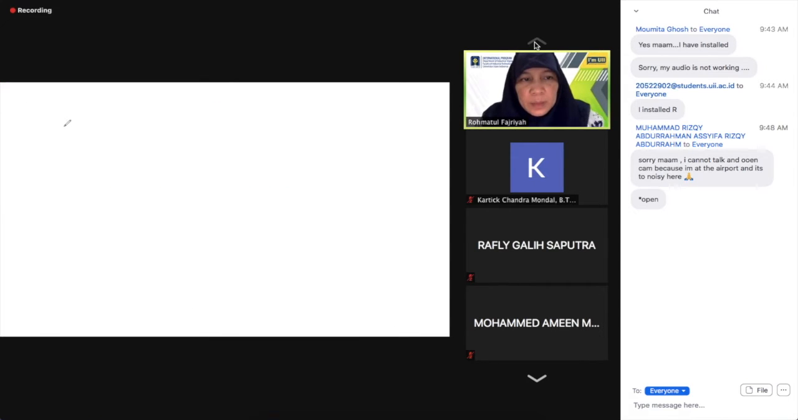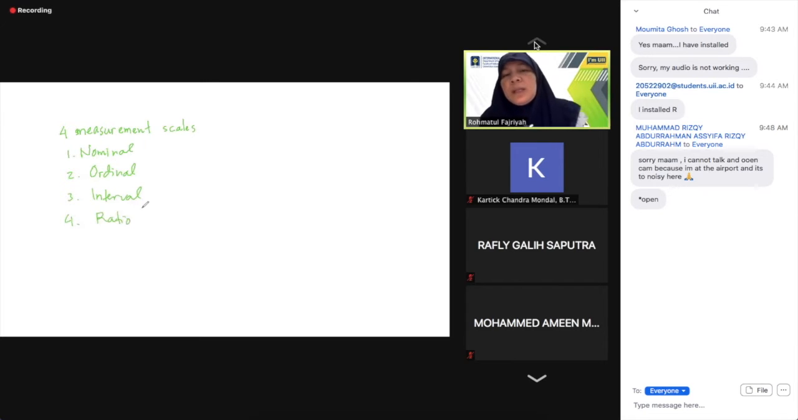Okay, I remind you about the 4 measurement scales. Do you remember about this? The first one is nominal, and the second one is ordinal. The third one is interval, and the fourth one is ratio. You only need to know about this kind of data because you would like to analyze your data. Okay, so that's why you have to be a little bit exposed to this.